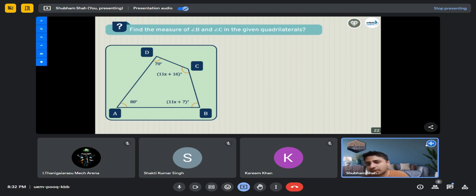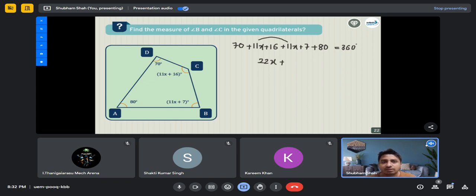चलो, मैं कर रहा हूँ, ठीक है, धीरे धीरे कर रहा हूँ. Just everybody on the screen. Sum of all angles of a quadrilateral is 360. 70 plus 11x plus 16 plus 11x plus 7 plus 80 is equal to 360. How much x are we having? 11x plus 11x is 22x. Now the sum of 70 plus 16 plus 7 plus 80. Batao, what is the sum? 70 plus 16 plus 7 plus 80. Kitna hoga? 173. Yes. Good. 173.